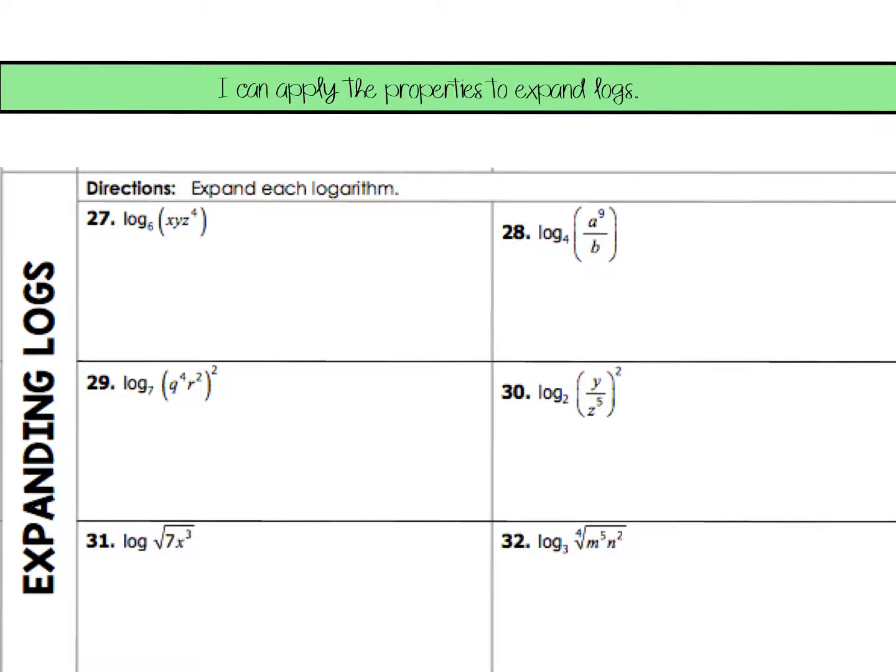Alright, we're going to move into our final thing for this lesson. I know this is a long one, but hang in there. You'll get time to practice with it tomorrow.